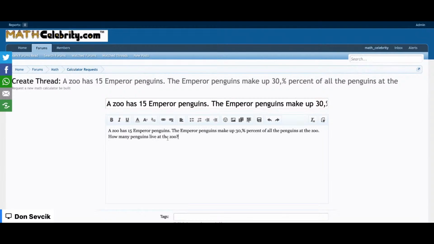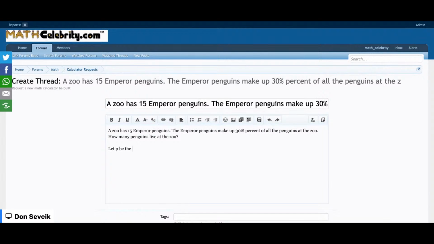Penguins. My son loves penguins, so this will be fun. A zoo has 15 emperor penguins. The emperor penguins make up 30% of all the penguins at the zoo. How many penguins live at the zoo?